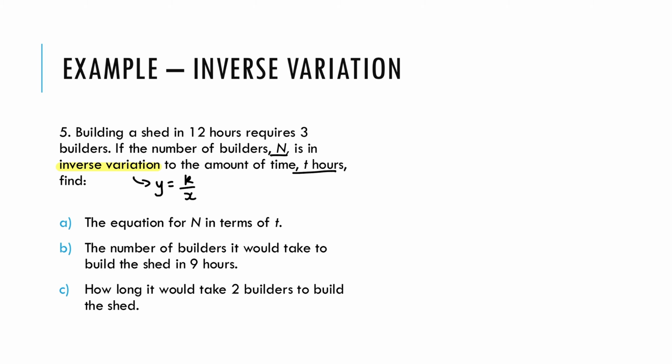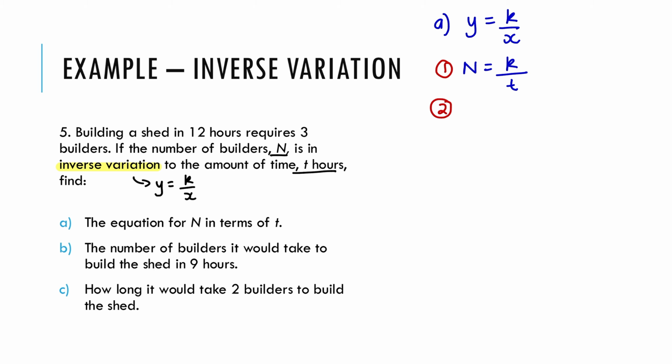So here I'm going to start with part A, which says find the equation for n in terms of t. The first thing I'm going to do is write y is equal to k over x, and then equate my values with what I have in my question. So the number of builders is equal to k over the number of hours. That's very similar to direct variation. That's my first step, which is finding some formula. My second step is solving for k.